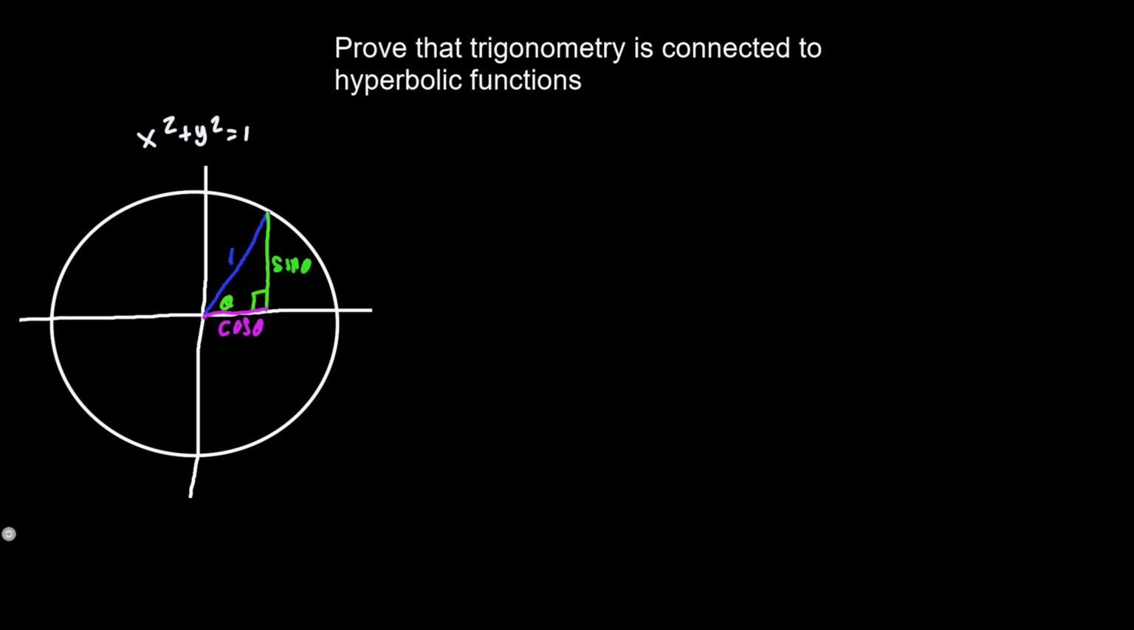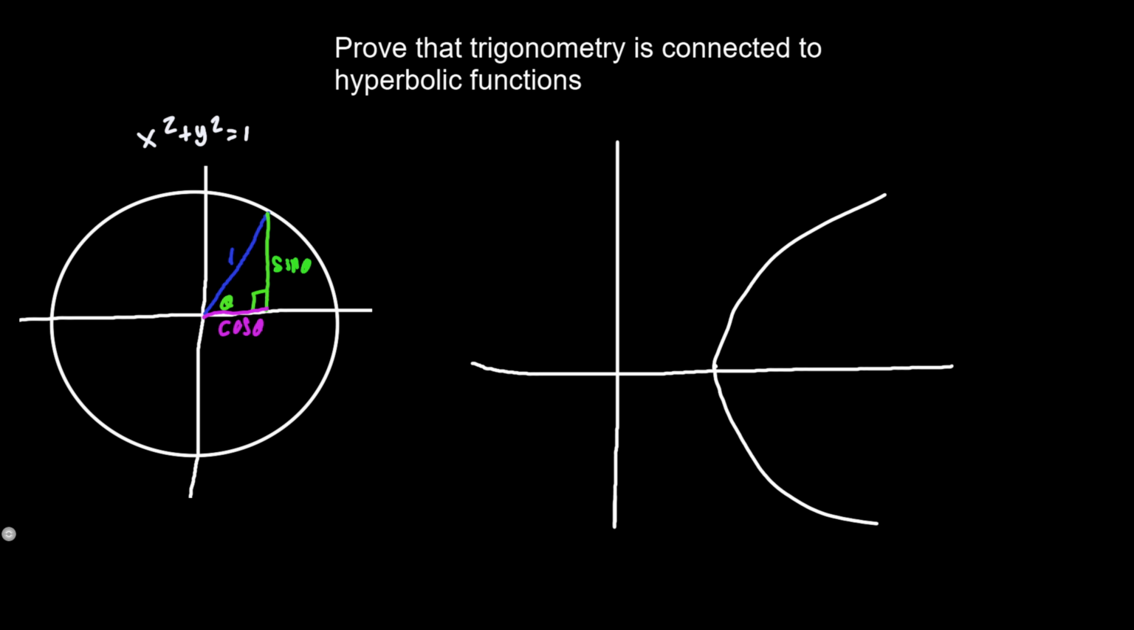So let me just go ahead and draw that right here. I'm only going to draw just the right side. So let's say we want this hyperbolic function, right? X squared minus y squared is equal to 1. Okay? So pretty much the distance from 0 to this is 1.